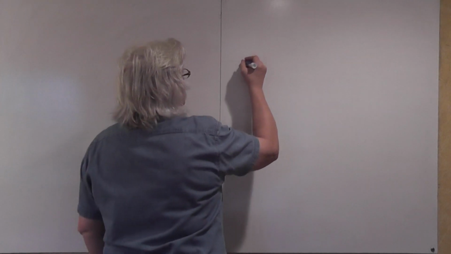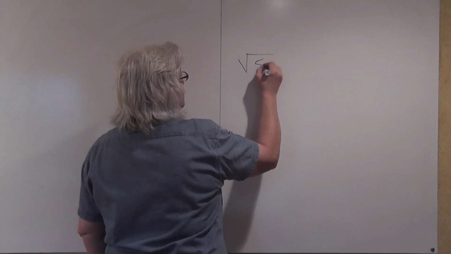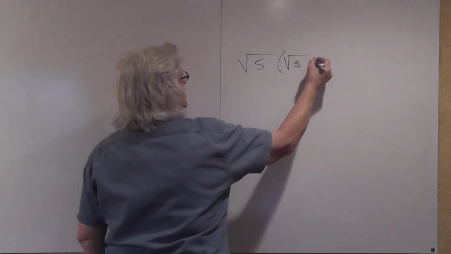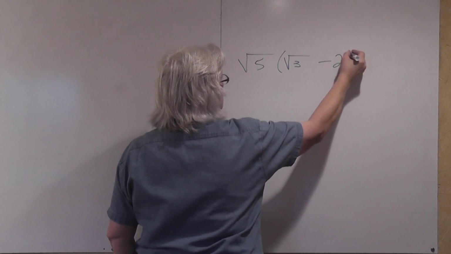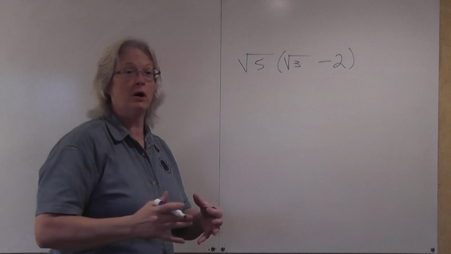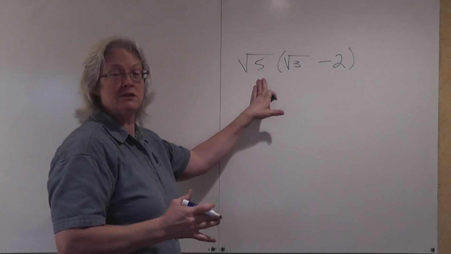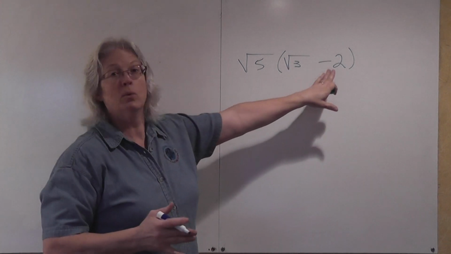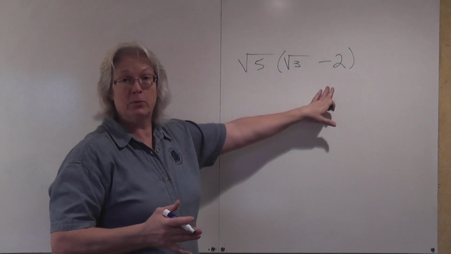Let's go ahead and look at example number 1 on page 429. Square root of 5 times the quantity square root of 3 minus 2. This is a very simple distributive property. You have one factor outside, the square root of 5, which you have to multiply with each term inside the parentheses.